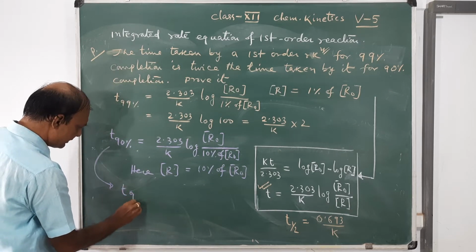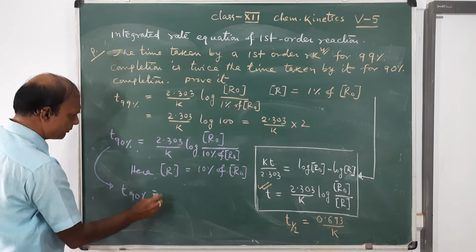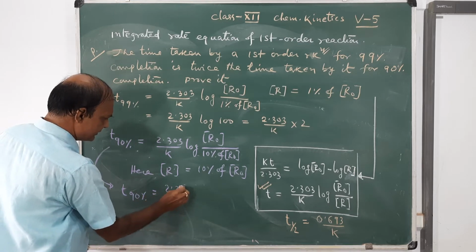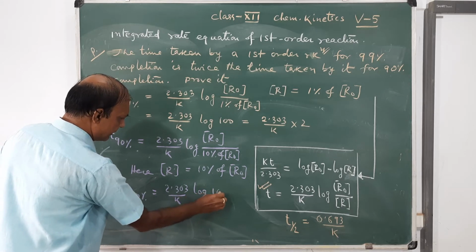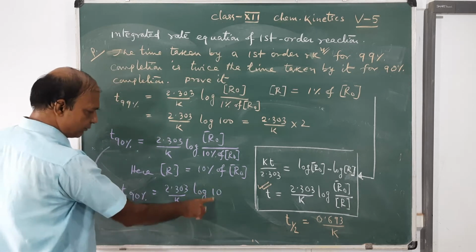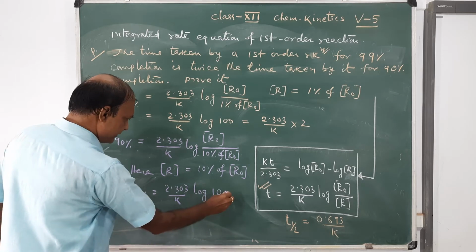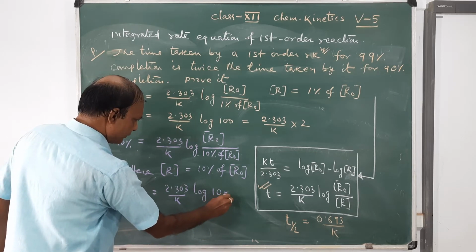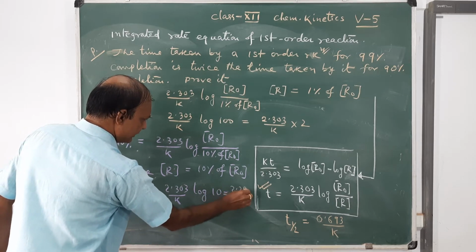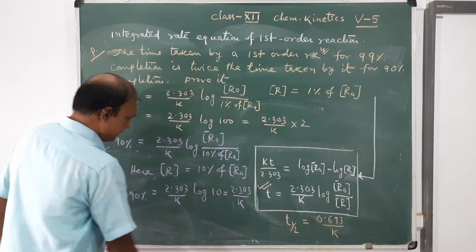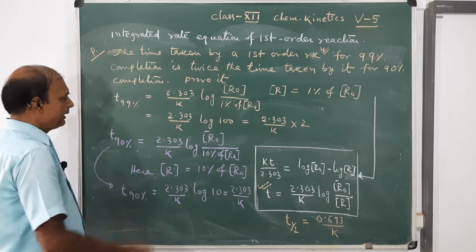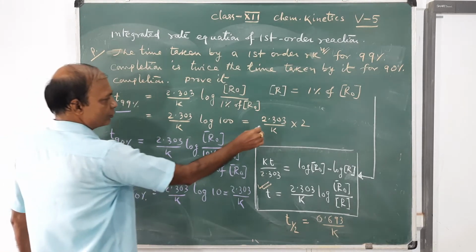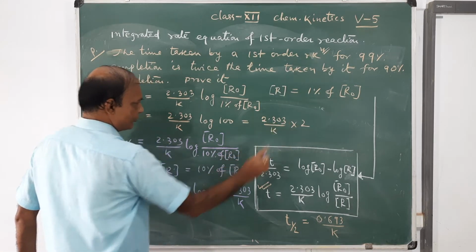T90% is equal to 2.303 by K log 10. As you know that log 10 equals 1, therefore this is equal to 2.303 by K. Now see, T90% equals 2.303 by K. T99% equals 2.303 by K into 2.